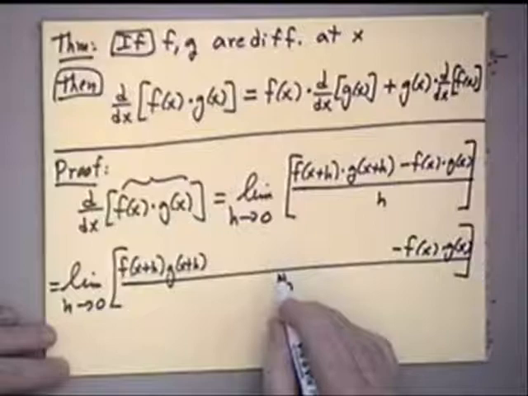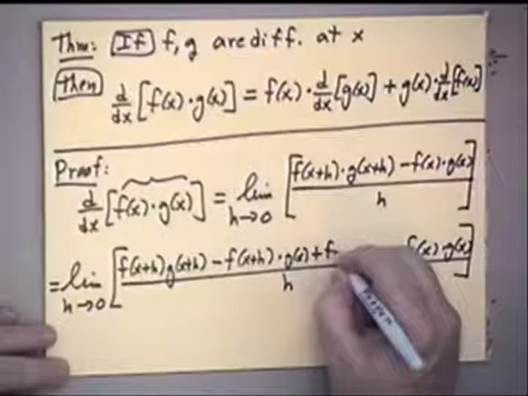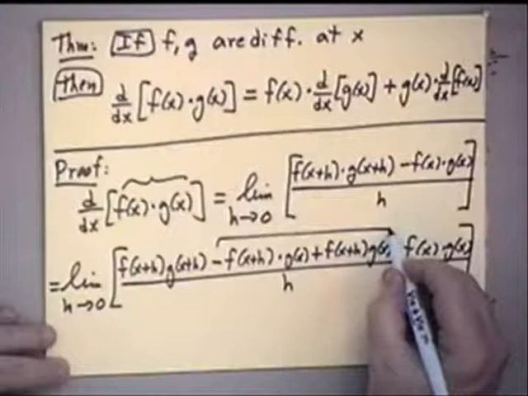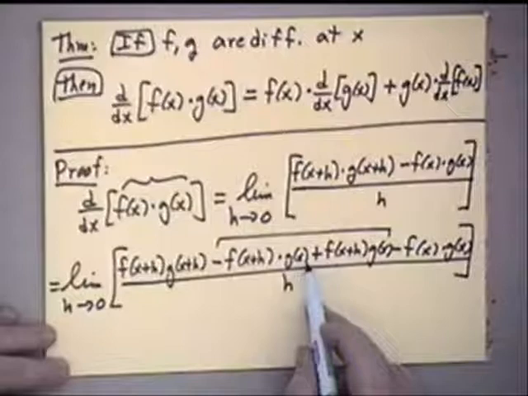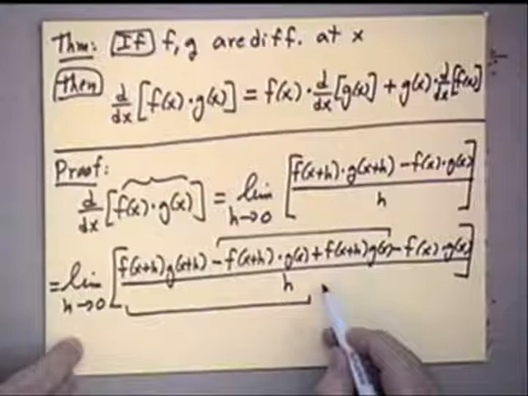Now, what am I going to add and subtract? Watch this. I'm going to first subtract f of x plus h times g of x, and I will add the same thing, f of x plus h times g of x. So this in here is the subtraction and the addition of the same expression, this f of x plus h times g of x. Why do I bother? Here's why. If I then break this apart into two fractions, which will go from here to here over h, and then a second fraction, which will go from here to here over h, you'll see what happens.